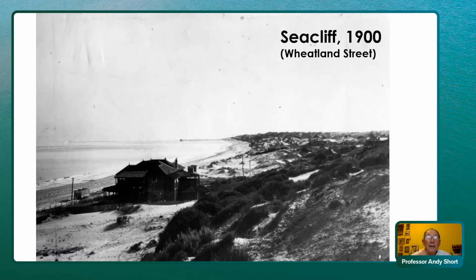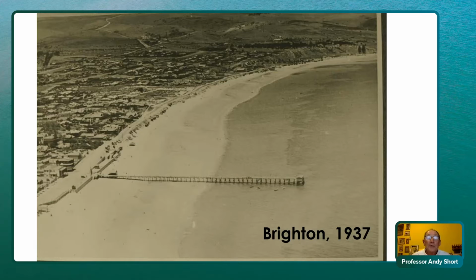So you can see here at Seacliff, houses built right onto the beach, the dunes destabilised and blowing inland. We see here at Brighton, the road running right through the sand dunes. The dunes have all been scarped and destabilised. Breakwaters and jetties were built across the beach as well. Yes, a tremendous human impact on the coastal system and on the coastal dune system.